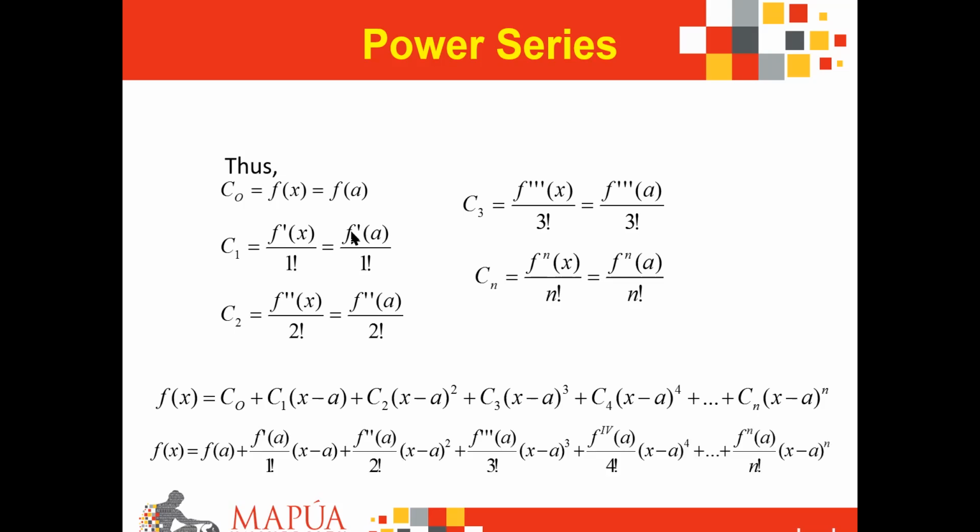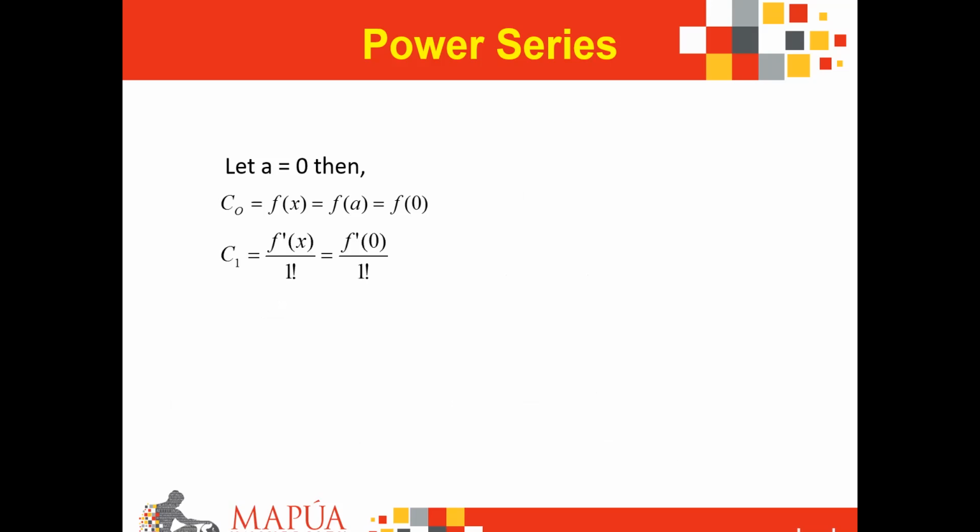this respective power series, which is technically known as your Taylor series expansion. If we let then a be equivalent to 0, then the constants will be computed to be c0, which is the function of x, now equivalent to f of a, which is now equivalent to f at 0, your function at 0, since a is simply equal to 0.